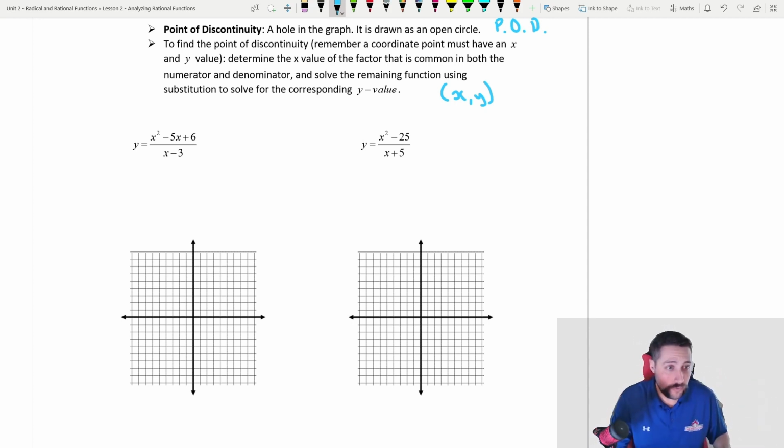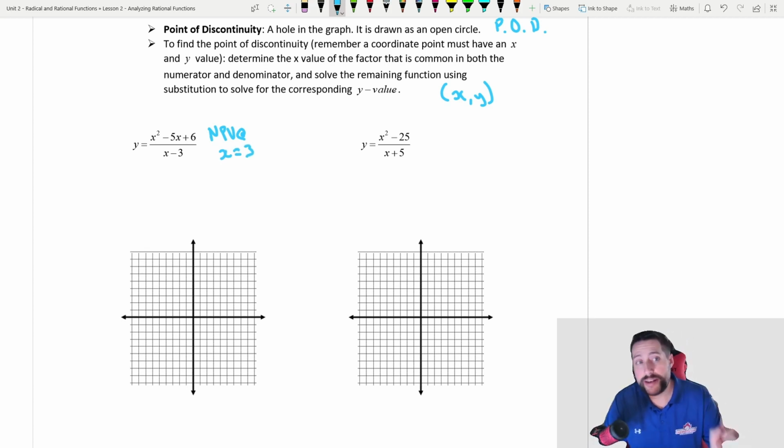We have y is equal to x squared minus 5x plus 6 divided by x plus 3. Or sorry, x minus 3. Right away, we need to determine what our non-permissible values are. So the NPV, whatever number that sets our denominator to 0, that's what the NPV is. So this particular NPV is going to be at x is equal to 3. So that's where our NPV is.